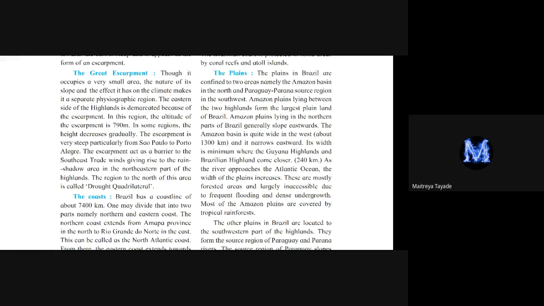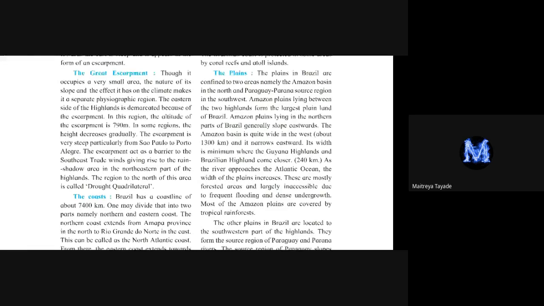Okay, Alegre or Alegre, you can pronounce according to your easiness. So basically it is present in the eastern side of the highlands and its height is generally 790 meter from the sea level. In some region height decreases gradually. The escarpment is very steep, particularly from the Sao Paulo.